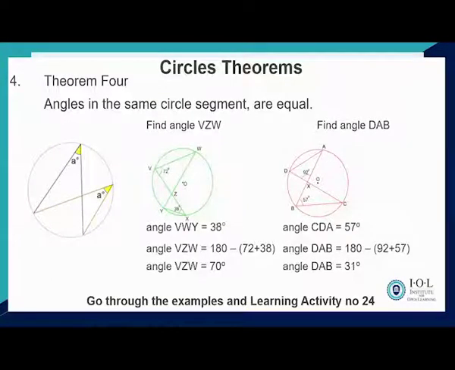The next one is that angles in the same circle segment are equal. Like, they're on the same base. Here's the same base. There we have angle A at the circumference. They are equal. So if I look in my first question, this one is 38. YXV, so V is also 38. VWY is also 38. And also WYX will be the same as the 72.